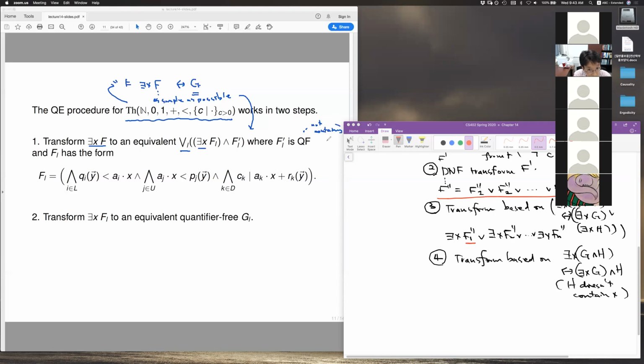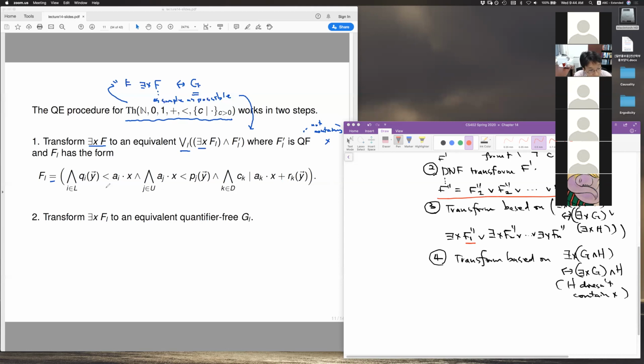FL contains X, and FL is a conjunction of atomic predicates. Because the negation is all gone, we have just a conjunction of atomic predicates. And then these conjunctions can be written as follows. Actually, it's not exactly equal, it's semantically equal. It can be written like this.